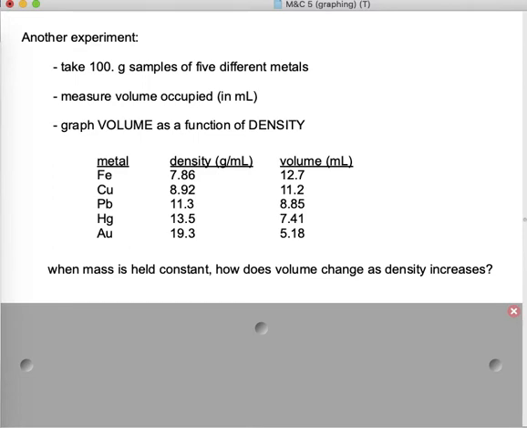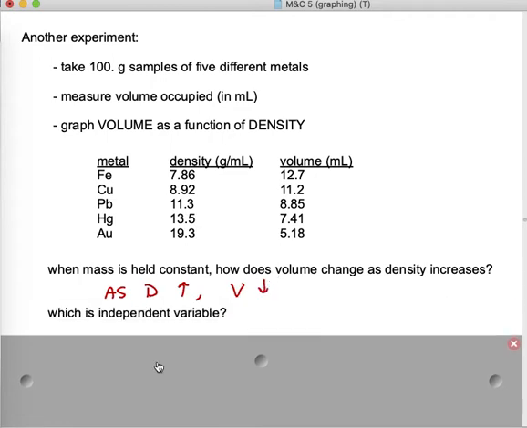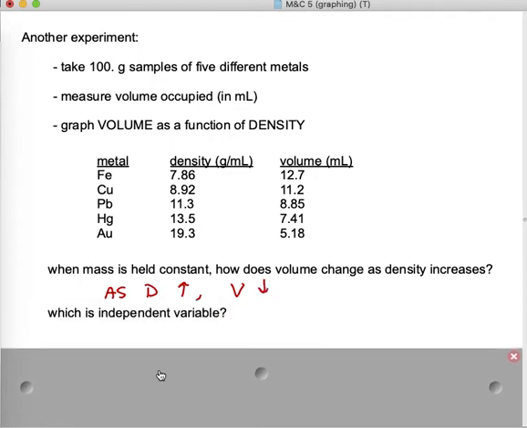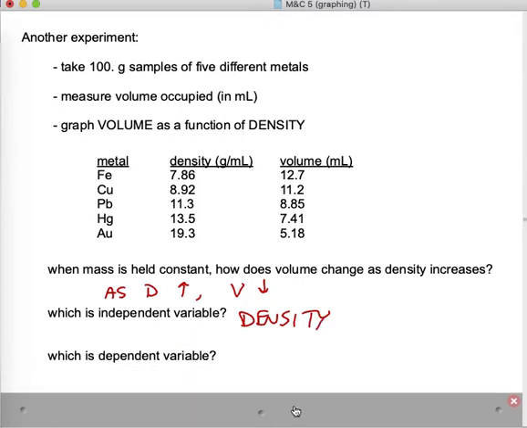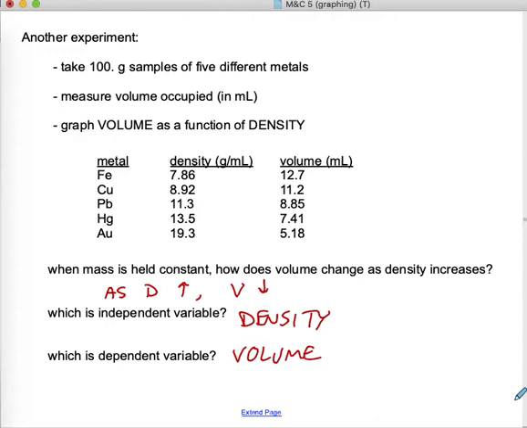Well, we can see that as I go down the list, I'm increasing the density, but the volume is actually getting smaller. So I'll say, as density increases, volume decreases. In this case, the independent variable is density, because I, as the scientist, chose these 5 metals, and in choosing these 5 metals, I chose their densities. Which is the dependent variable? The dependent variable is the outcome that you measure, which in this case is the volume.